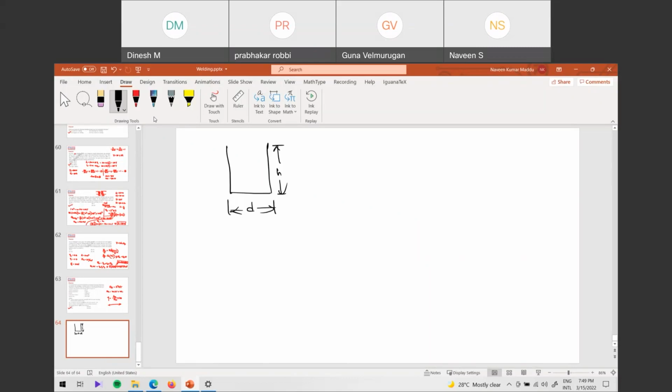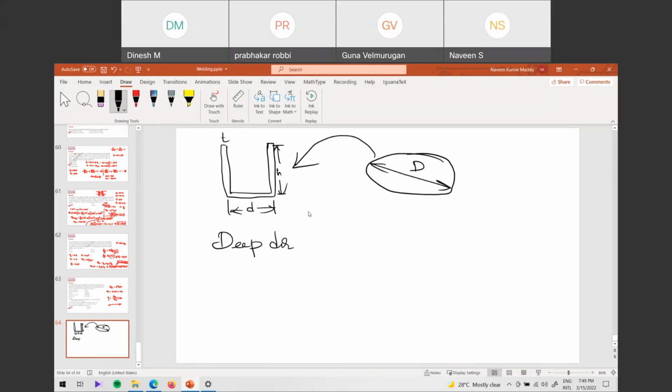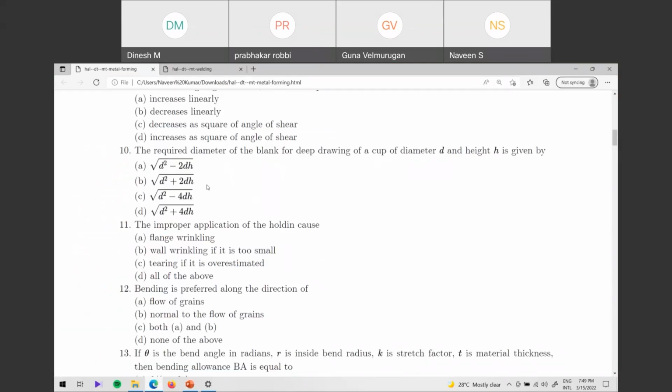Obviously there will be some thickness as well. Please do not forget this is your thickness t. They didn't mention that, but what they are saying is, what will be my blank diameter, capital D, so that I can convert this to this. Anyone in the deep drawing? Anyone with the option?